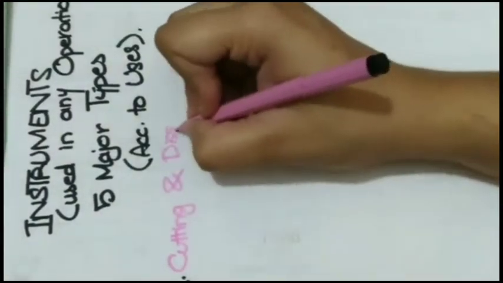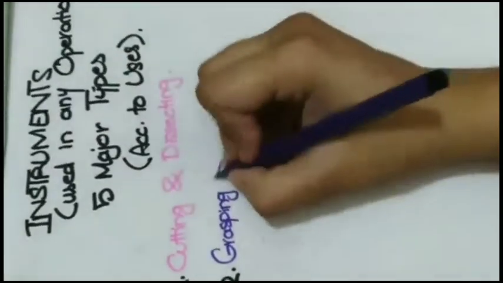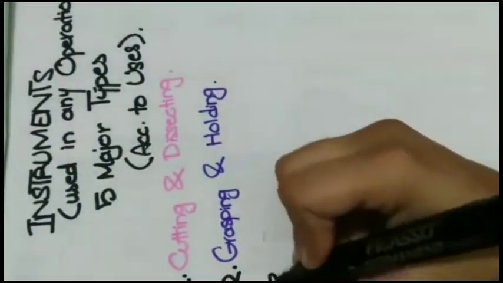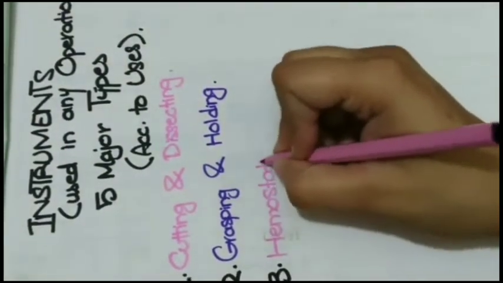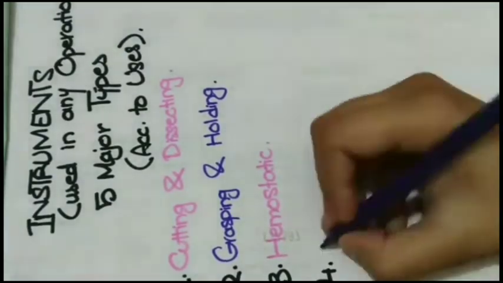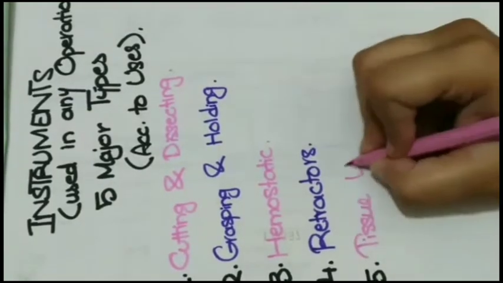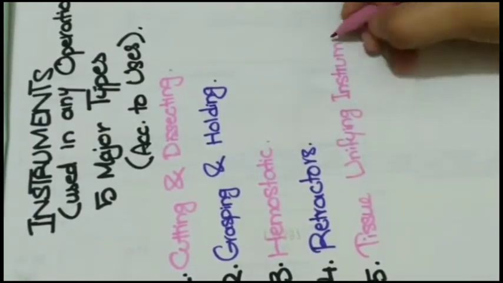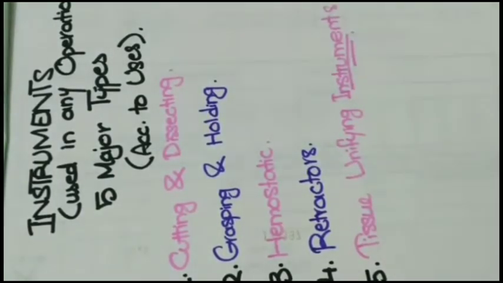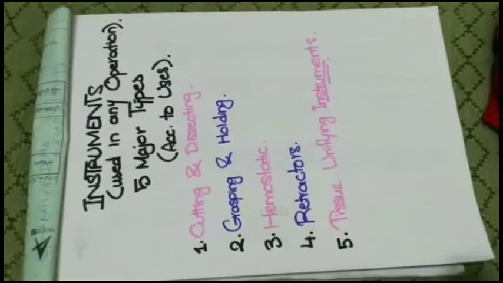Number 1, cutting and dissecting instruments. Number 2, grasping and holding instruments. Number 3, hemostatic instruments. Number 4, retractors. Number 5, tissue unifying instruments. Now, these are the 5 basic instrument types that we will discuss one by one.